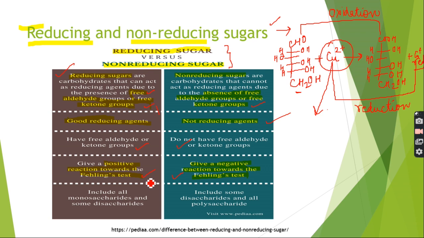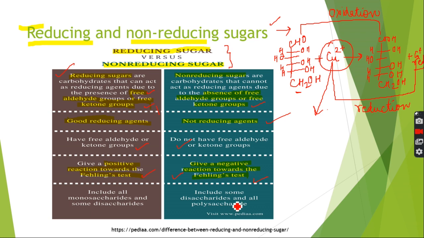Whereas for non-reducing sugar, it gives a negative test. That means the red color does not appear. The brick red color does not appear. So from cupric ion to cuprous ion, the reduction is taking place to give the positive test, and when the reduction doesn't take place, we will call it a negative test.